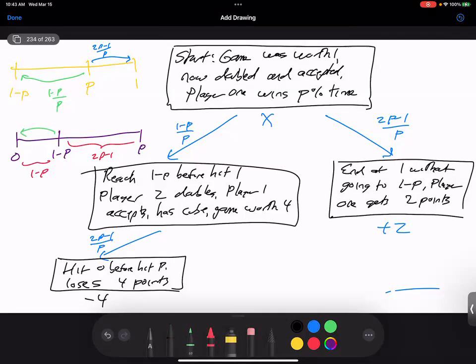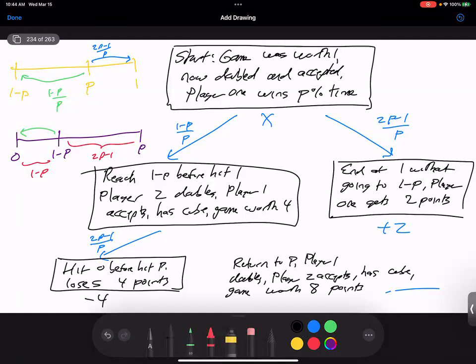Or I could return to P, player 1 doubles, player 2 accepts, has cube, game is worth 8 points. And this is where I may be making a mistake, and so I really want you to pay attention, as opposed to the rest of the lecture where I want you to be twiddling your thumbs.